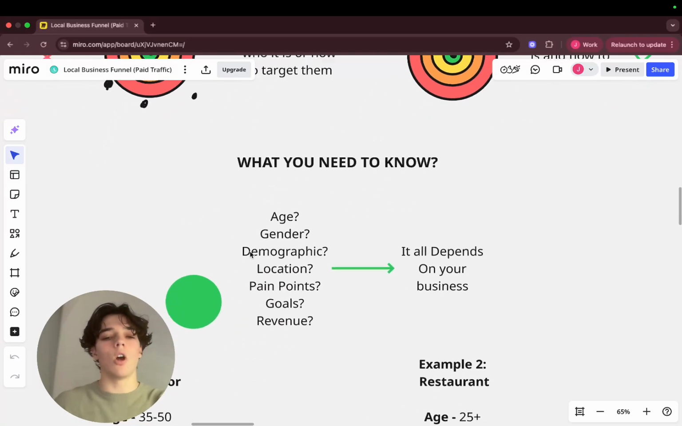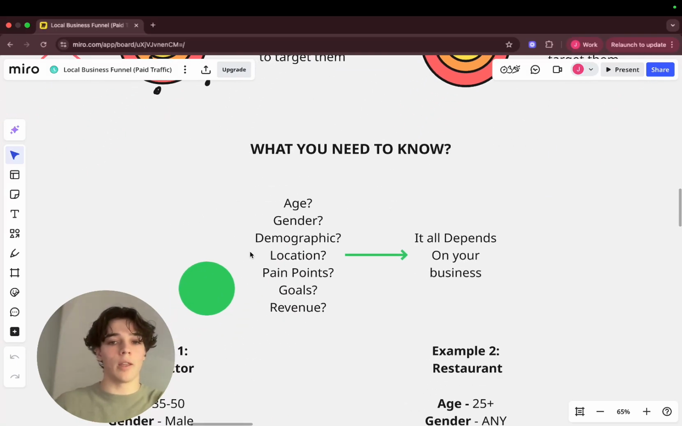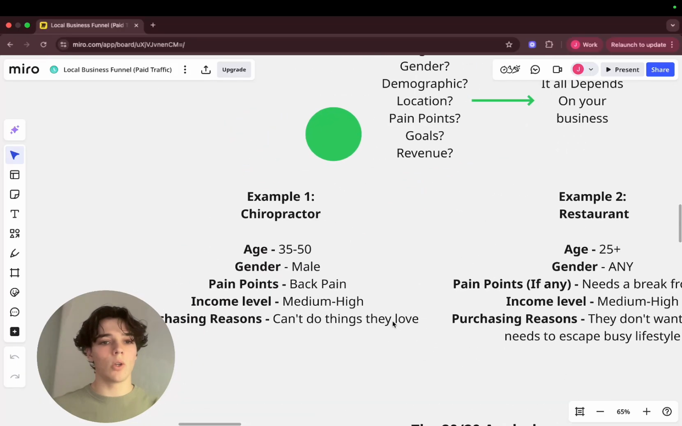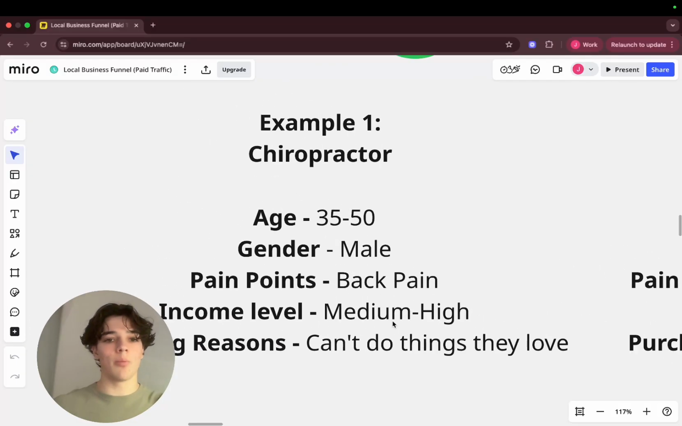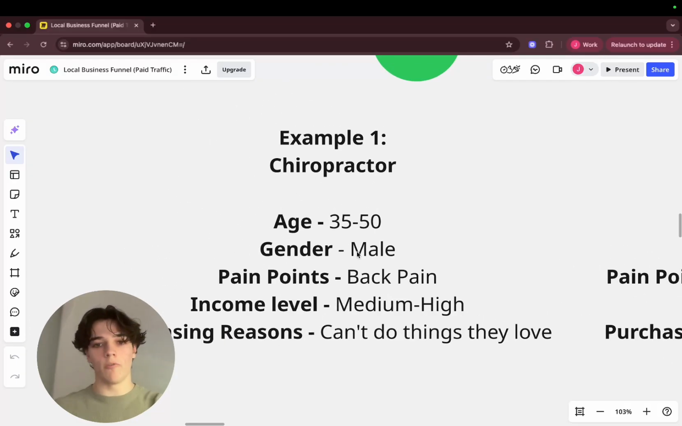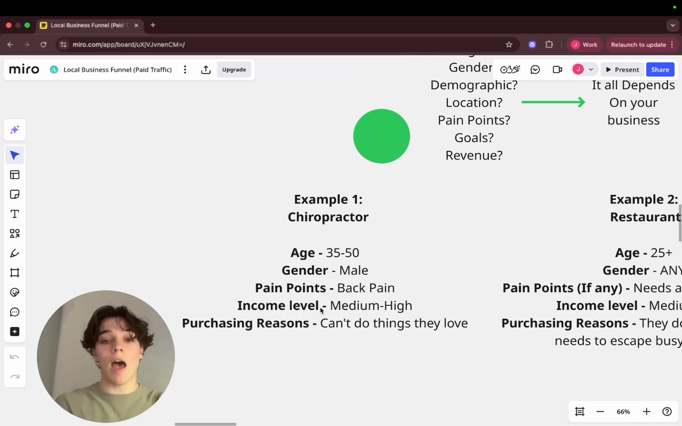Now, what you need to know is different for different business models. For example, you could look at age, gender, demographic, location, pain points, their goals, their revenue. It all depends on the business. So two examples here, looking at the chiropractor, just as a blanket example, maybe you want to look at their age, might be 35 to 50, their gender, male, back pain, income level is medium to high, and their purchasing reason is, well, they're in pain and that causes them to not be able to do the things they love. That will be an avatar for maybe a back pain treatment plan. So a high ticket offer, and this is who is going to buy it.